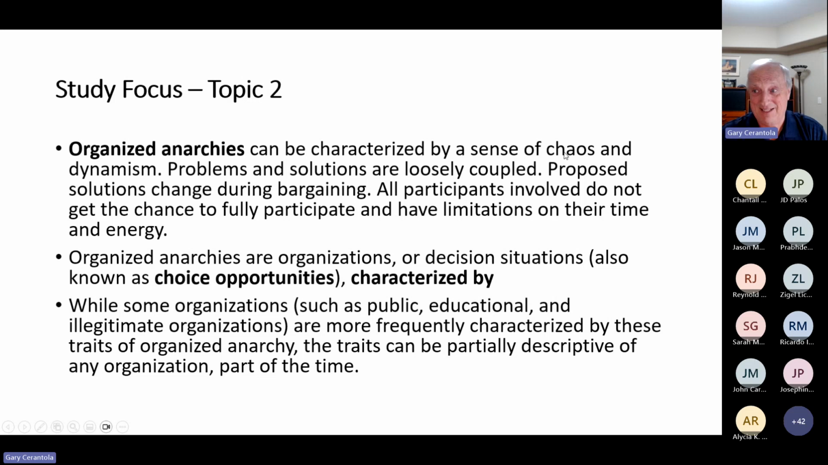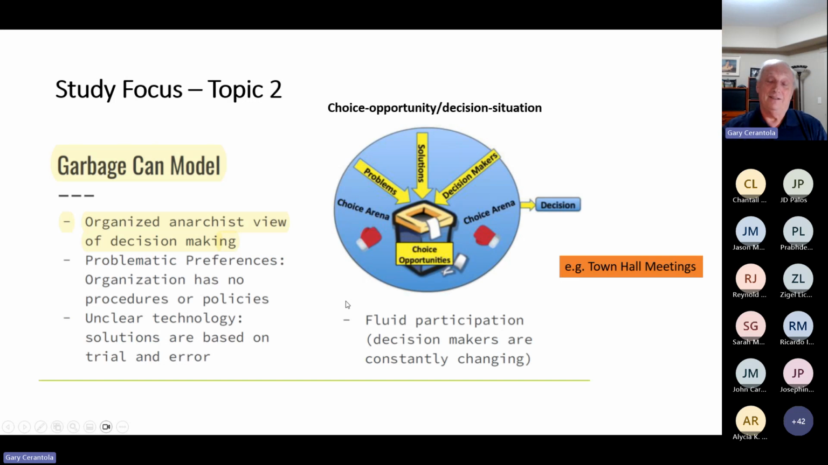It's characterized by a sense of chaos and a lot of action going on, a lot of dynamism. Problem solutions are loosely coupled, proposed solutions change during bargaining, and all participants involved don't get the chance to fully participate. I've done a lot of this in my experience, okay? I've done a fair amount of consulting after I left TELUS, and a lot of strategic planning for municipalities. When you're doing a strategic plan, you want to engage the citizens, the ratepayers, the taxpayers. And what you do is you run town hall meetings.